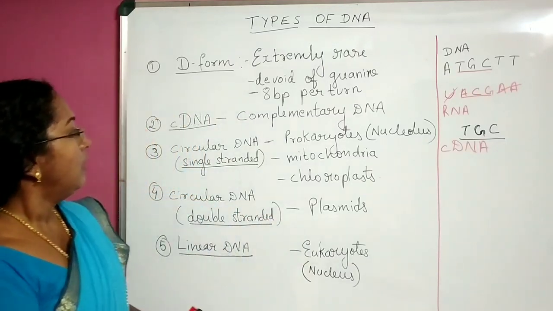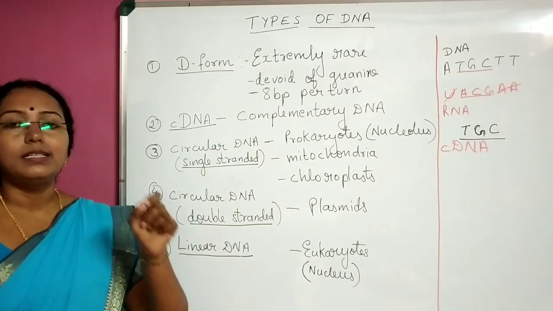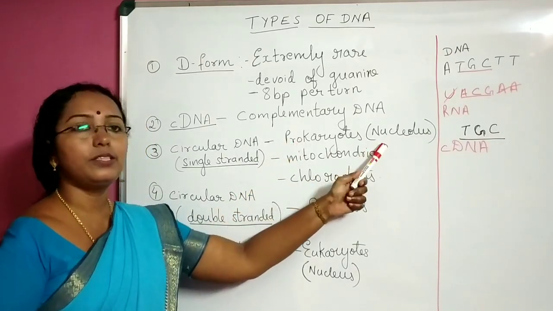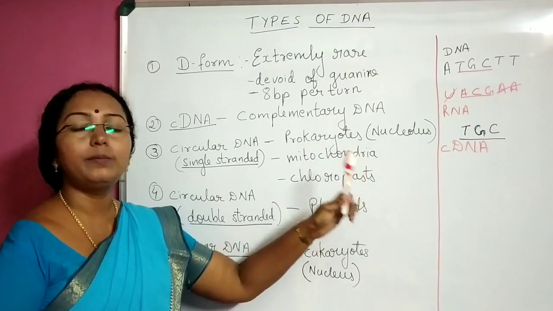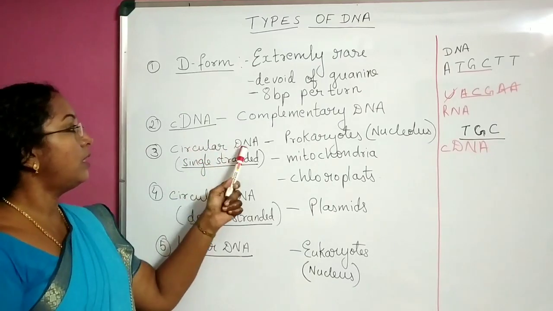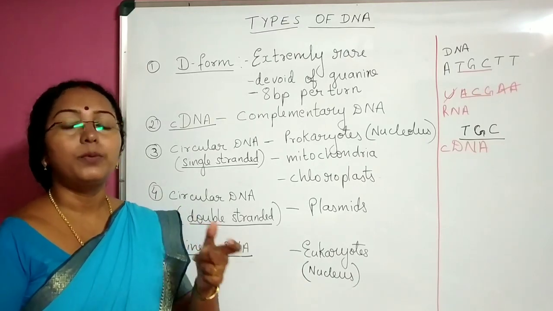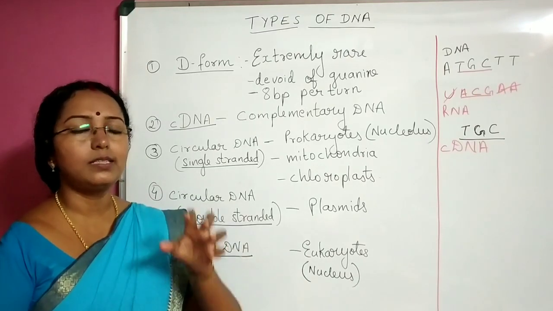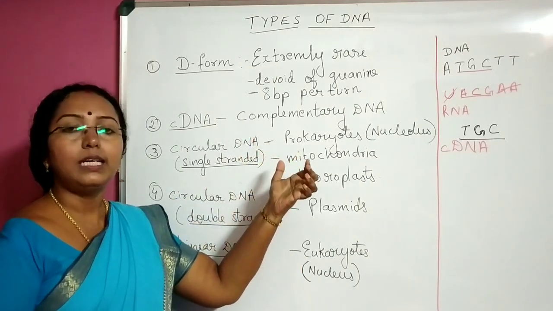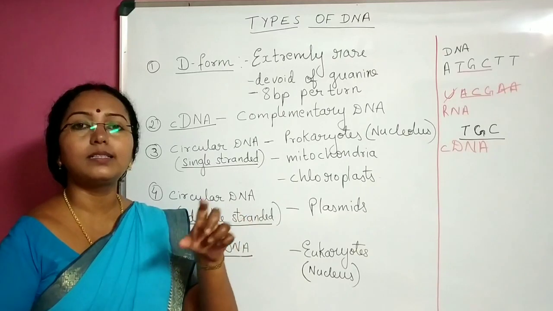Now moving on to the next form of DNA, that is circular DNA. Circular DNAs can be single-stranded or double-stranded. Usually, in the case of prokaryotes, there is a region called the nucleoid where its genetic material is present. So the genetic material of prokaryotes is circular DNA, or single-stranded circular DNA molecules are present in the case of prokaryotes, like in bacterium and all. And it is present in a region called the nucleoid. Not only in prokaryotes, in eukaryotes also we can find this circular DNA, single-stranded circular DNA.